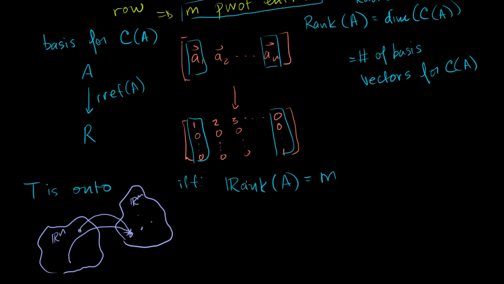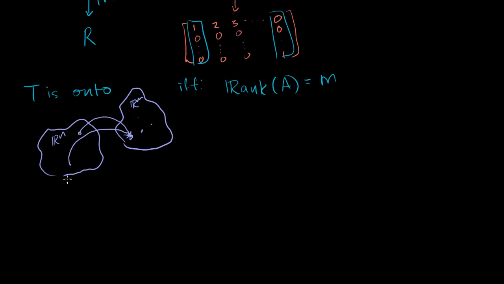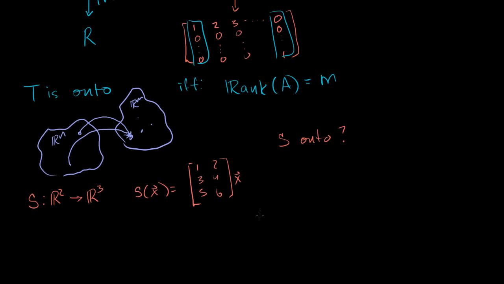So let's just do an example, because sometimes when you do things really abstract, it seems a little bit confusing until you see something particular. Let me define some transformation S. Let's say the transformation S is a mapping from R2 to R3. And let's say that S applied to some vector x is equal to the matrix 1, 2, 3, 4, 5, 6 times the vector x. So this is clearly a 3 by 2 matrix. Let's see if S is onto.